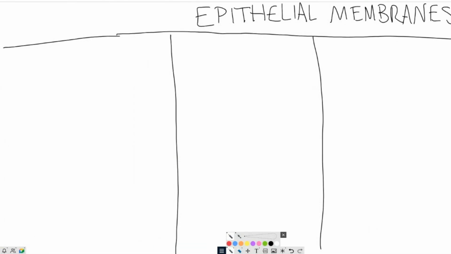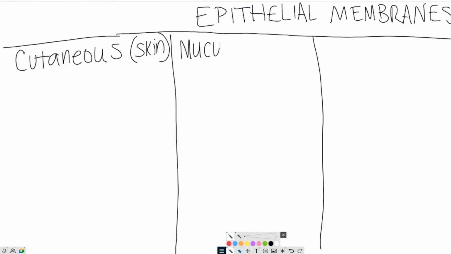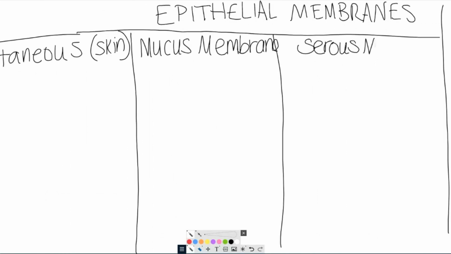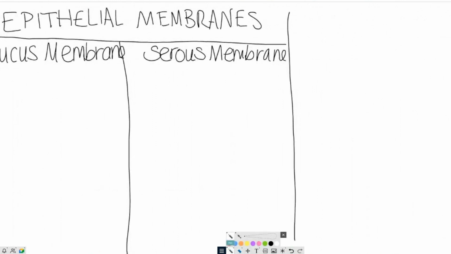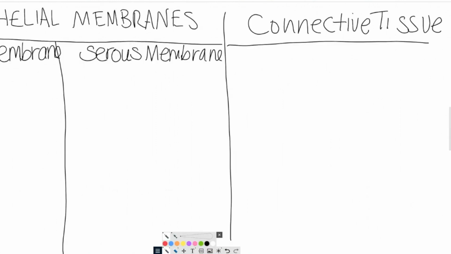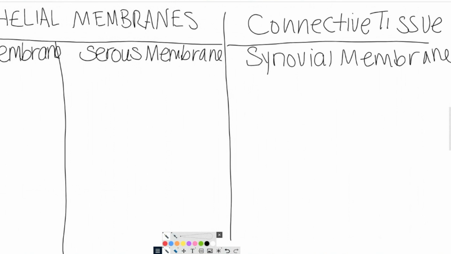The first type of epithelial membrane is a cutaneous membrane, which is nothing more than your skin. The second type of epithelial membrane is a mucus membrane. And the third and final type of epithelial membrane is a serous membrane. And then the one and only type of connective tissue membrane is a synovial membrane. And we're going to draw and describe each one of these.